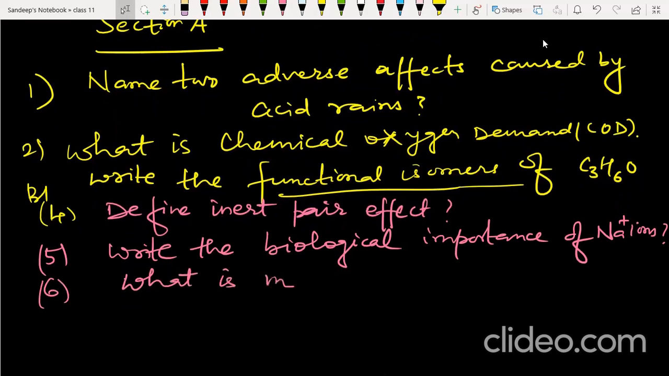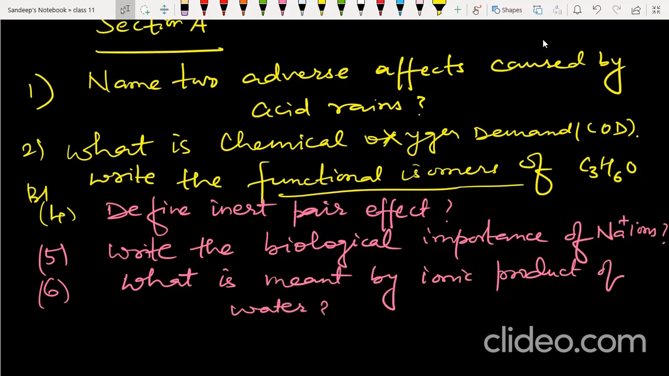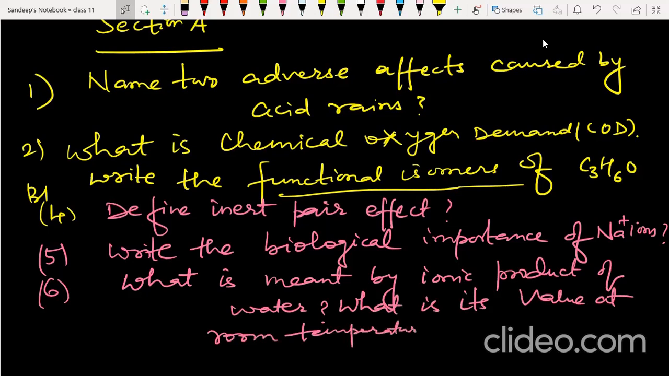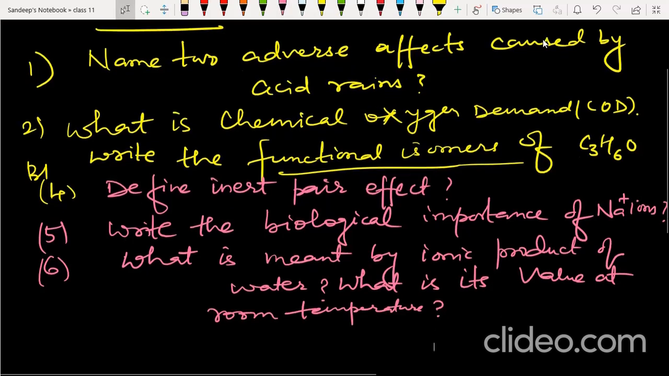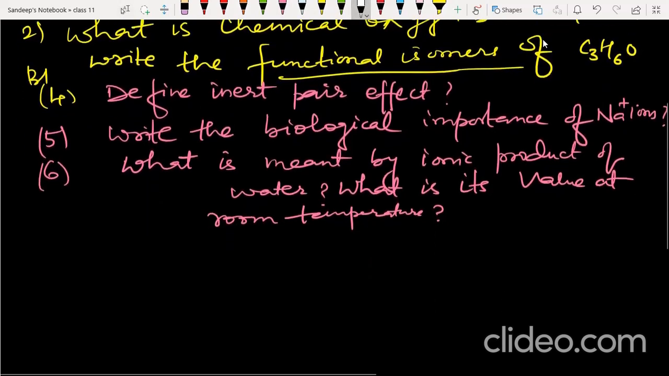What is meant by ionic product of water? Here they are asking KW, the ionic product of water. What is its value at room temperature? Room temperature is taken as 25 degrees Celsius, that is 298 Kelvin. So its value is 1.0 into 10 to the power minus 14 mole square per liter square. So remember these values, students.